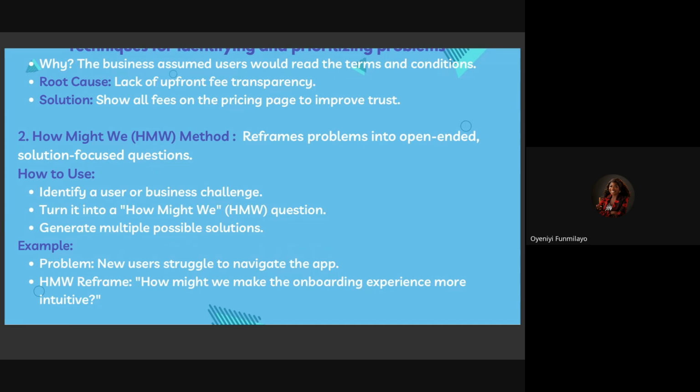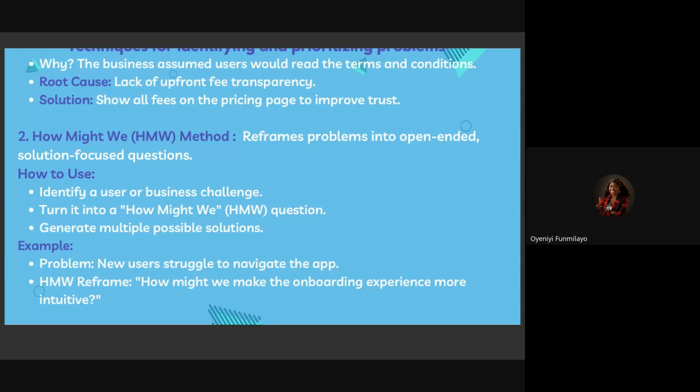And then the next one will be the how might we method, right? That's another way we can use to identify problems. So the how might we method is about reframing problems into open-ended, solution-focused questions, right? This one is mostly used in design sprints with teams. So how do we use this method?